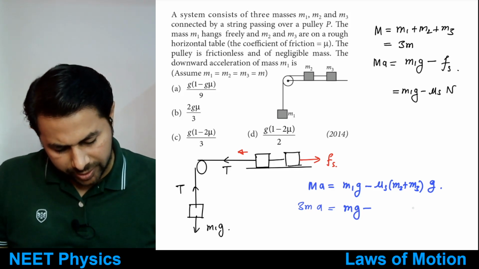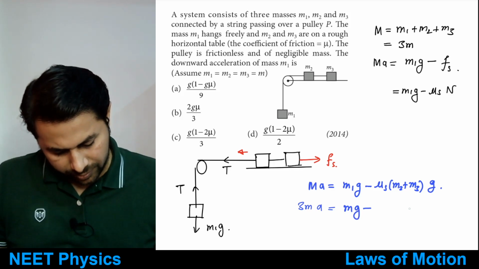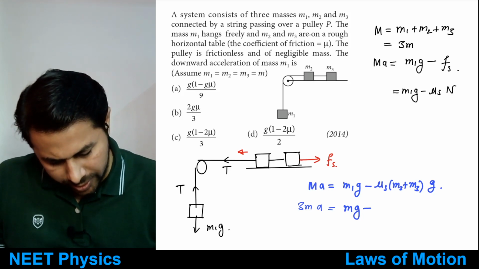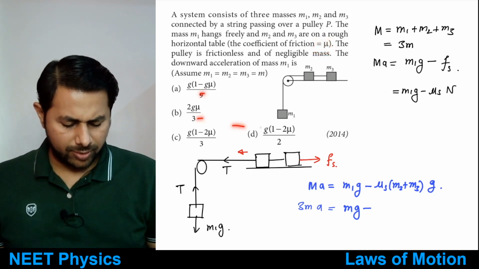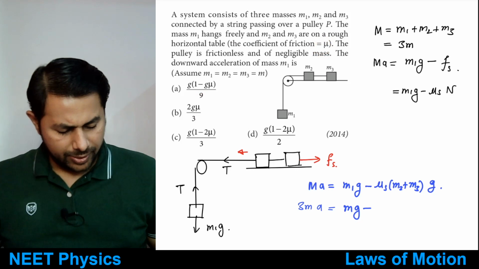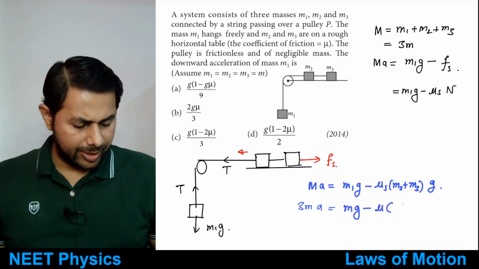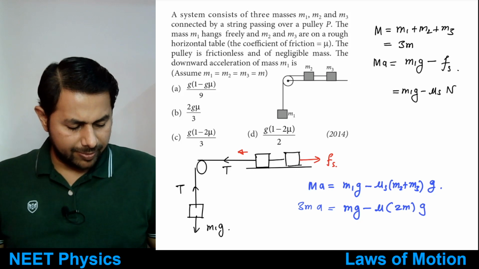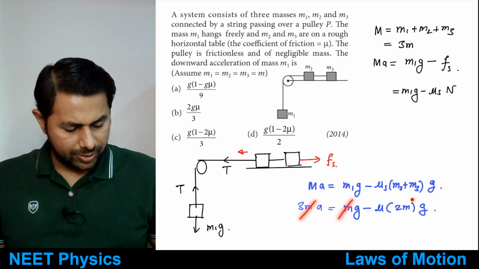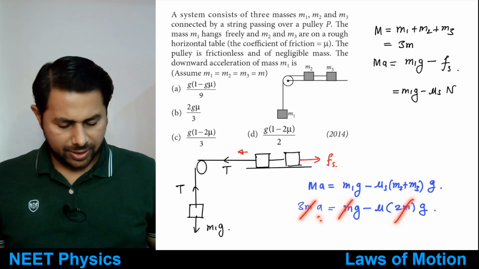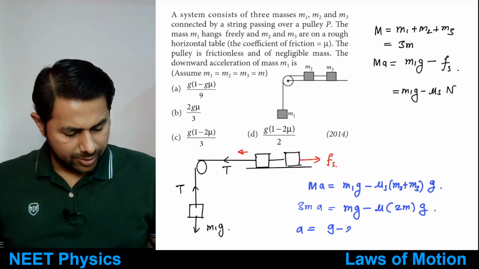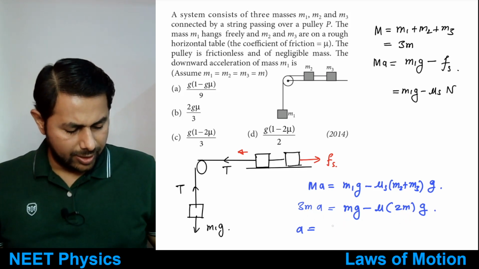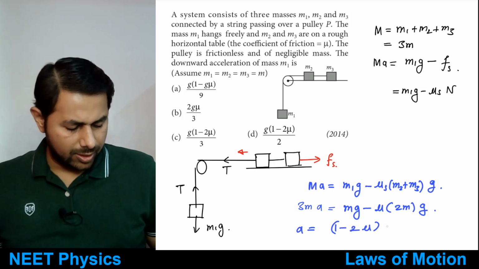minus mu s. Mu s is not given. It's mu only, right? All of the options are in terms of mu. So it is mu multiplied by m2 plus m3, which is 2m, multiplied by g. So then m will get cancelled out everywhere, and we can move that 3 to the other side. So we get acceleration a equal to g minus 2mu g; g we can also take common, so 1 minus 2 mu times g.